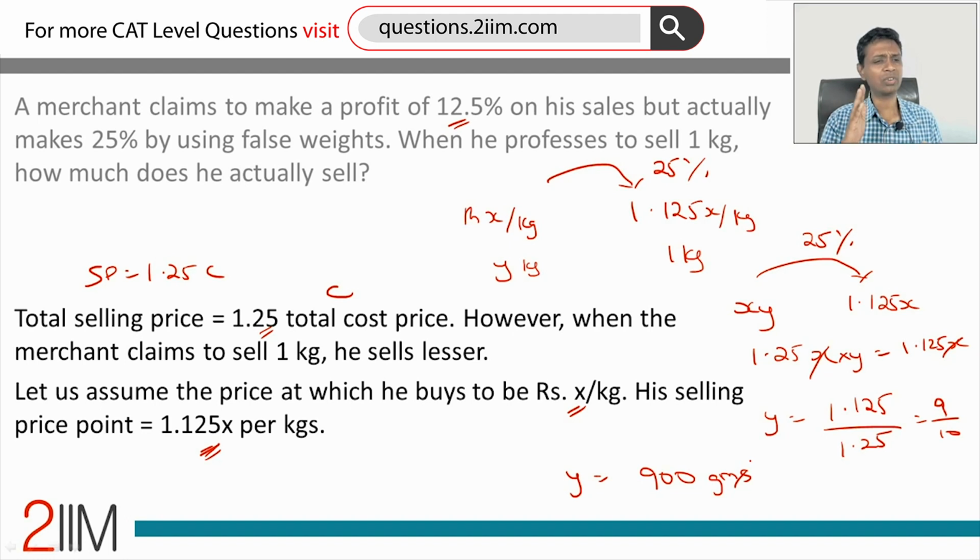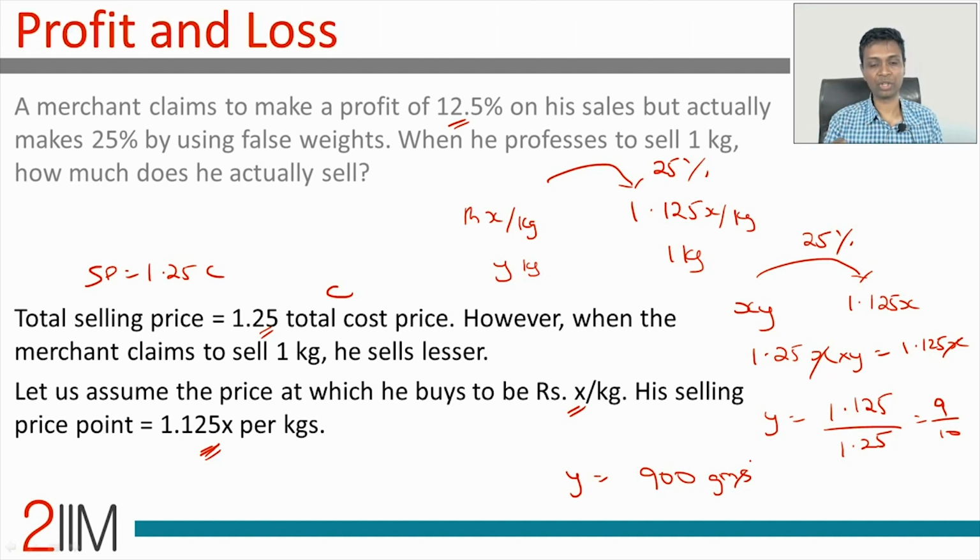I'm doing it from first principles deliberately so that you get this idea very well, and then you can plug in formulae and shortcuts and all that later on. But the concept here is buying some amount and selling at a 12.5% higher price point, but he makes 25% profit because he's not buying 1 kilogram, he's actually buying less than that. He's professing to sell 1 kilogram, but he's selling less than that. How much less? That's what we find by computing.